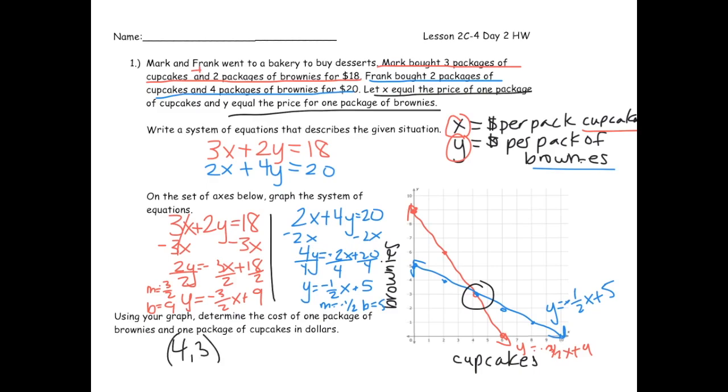So, what does that mean? Well, the x-axis represents cupcakes, the y-axis represents brownies. So that means x is cupcake, so $4 per cupcake. And then it's going to be $3 per brownie. Okay, so that's all that means, friends.